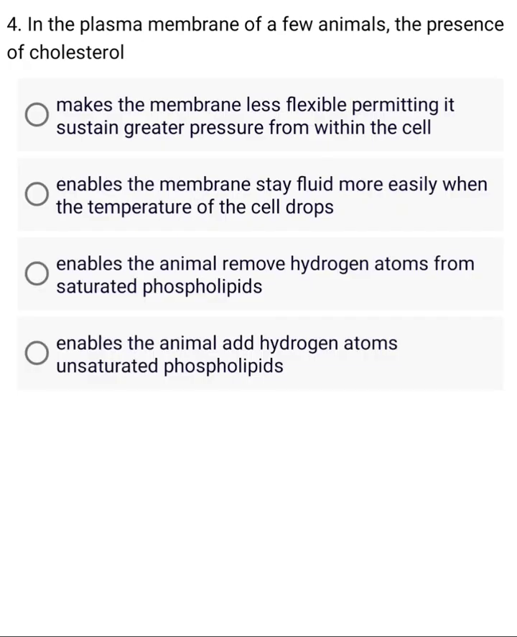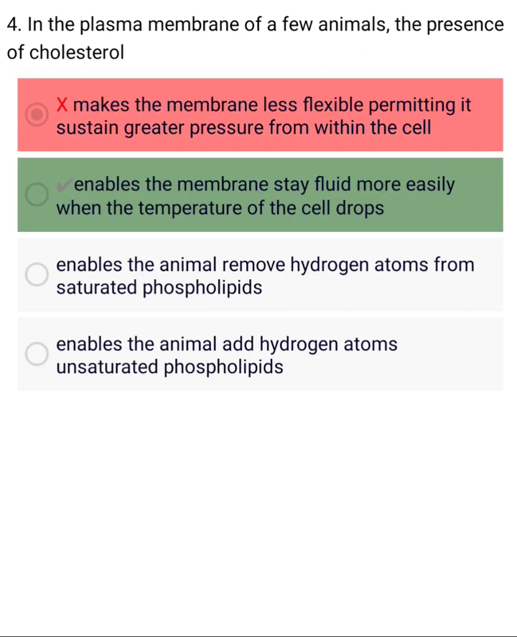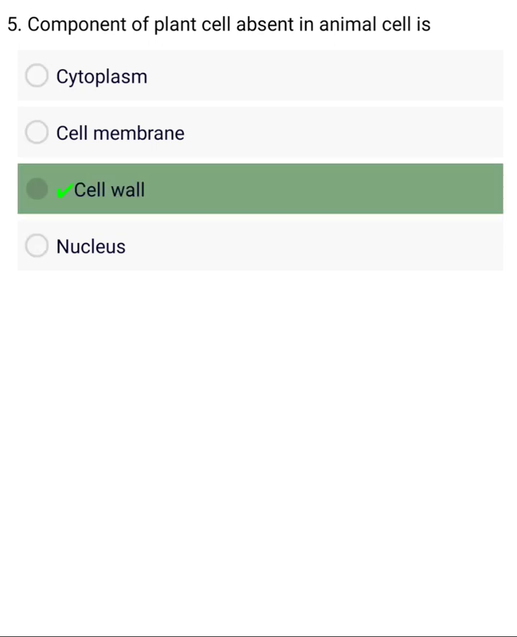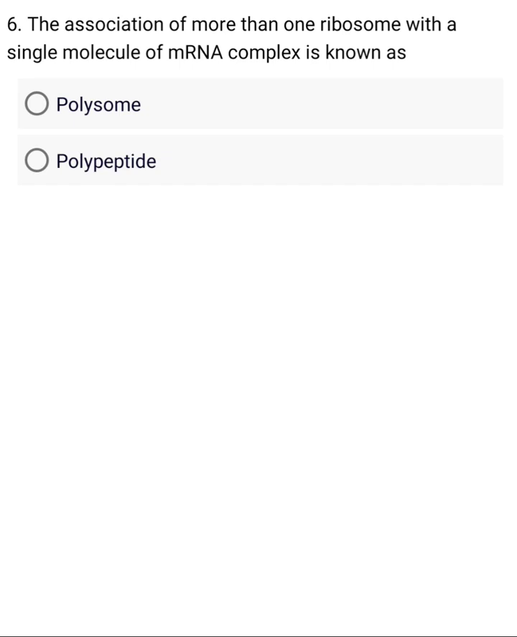In the plasma membrane of a few animals, the presence of cholesterol A. Makes the membrane less flexible, permitting it to sustain greater pressure from within the cell. B. Enables the membrane to stay fluid more easily. Wrong. Component of plant cell absent in animal cell is A. Cytoplasm, B. Cell membrane, C.